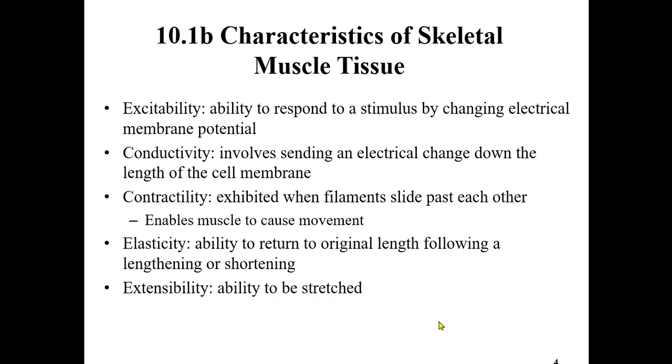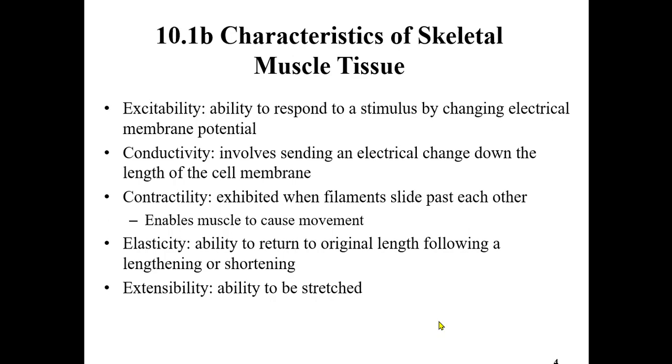The next one is contractility. That is the ability for the muscle to shorten. So muscles can shorten by way of contractility. The next one after that is elasticity. Muscles are like rubber bands. They even feel like rubber bands. So muscles are elastic. They will stretch and they will shorten. The last one is extensibility.